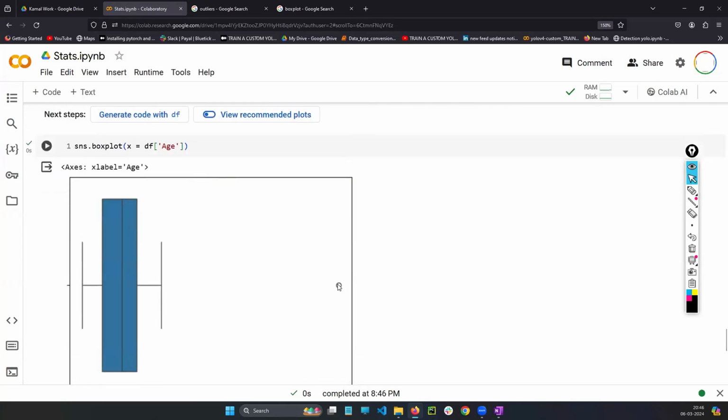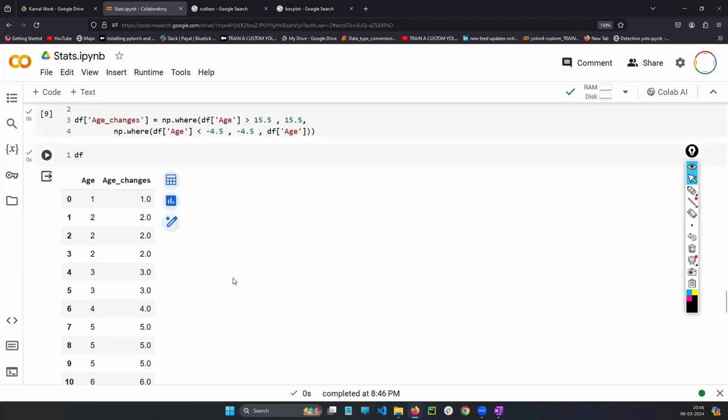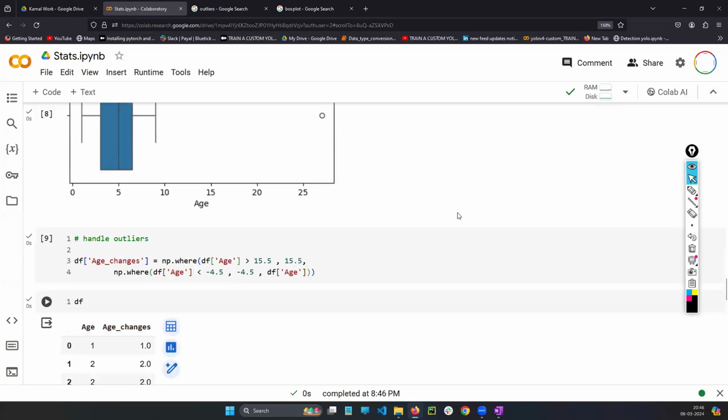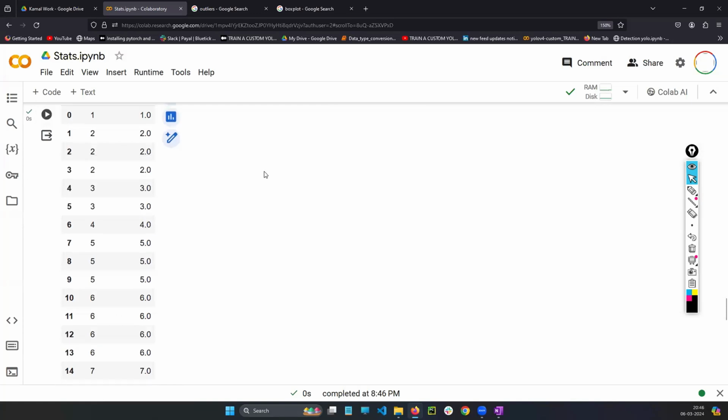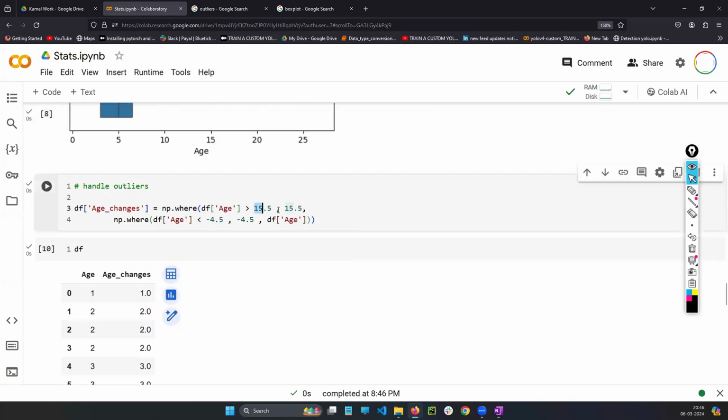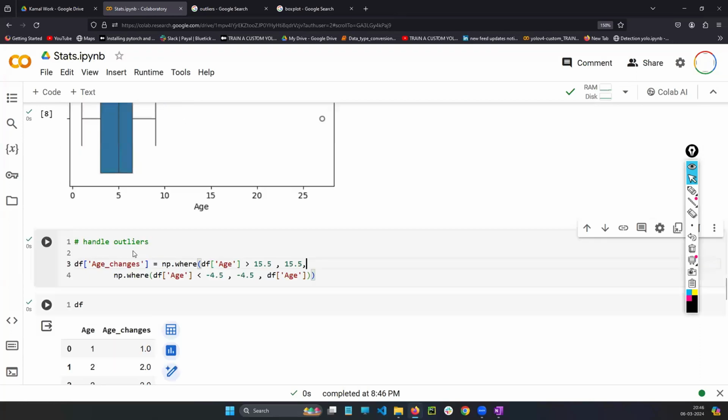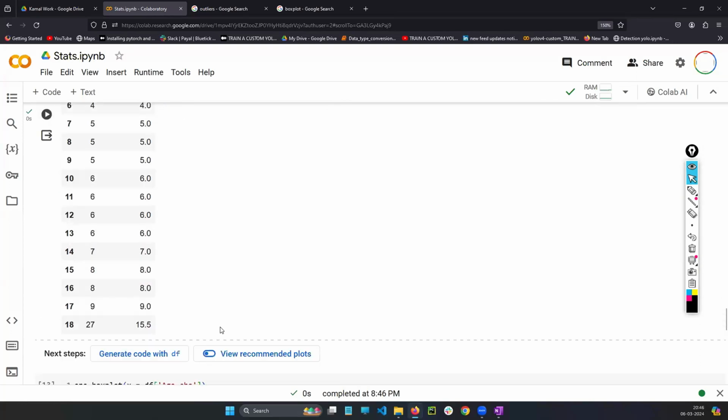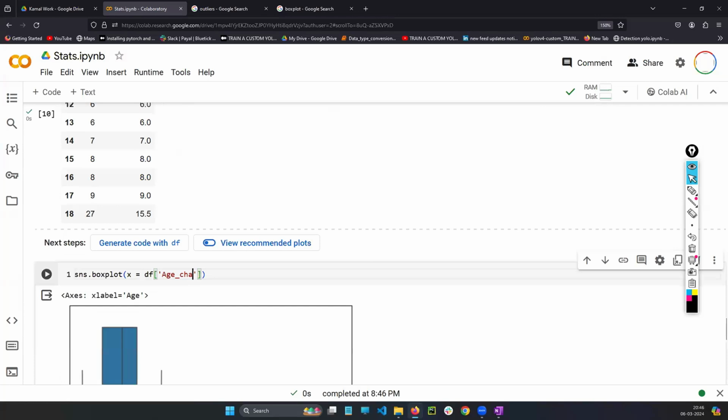So this is the age column. What is the next column, the updated column? Age changes. See, here some logic we are missing. You are directly writing 15.5, so some kind of decimal values will also come here, generally, if you do proper mathematics. So that might be the issue. I will do it, no problem. Age underscore changes.